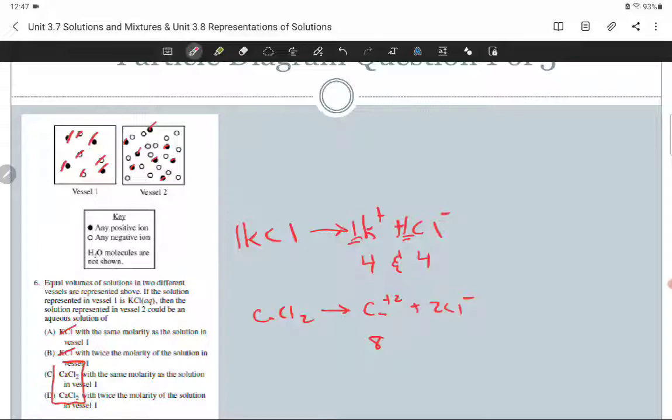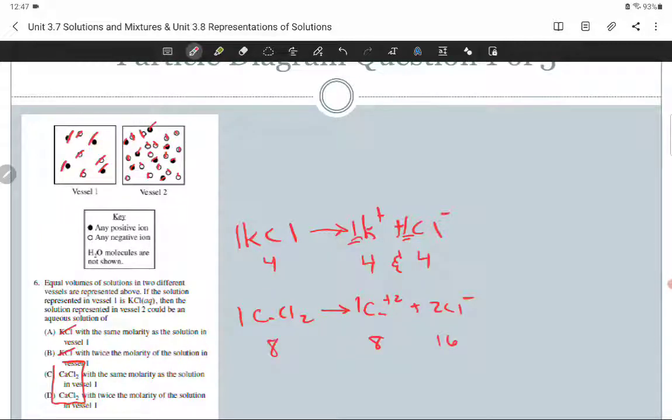So if we have 8 calciums, we must have had 8 calcium chlorides, because it's just like that one was a 1 to 1 to 1, or a 4 to 4 to 4. If we have 8 of the calciums, we have 8 of the calcium chlorides. How many of these? We better have 16 here. 1, 2, 3, 4, 5, 6, 7, 8, 9, 10, 11, 12, 13, 14, 15, 16.